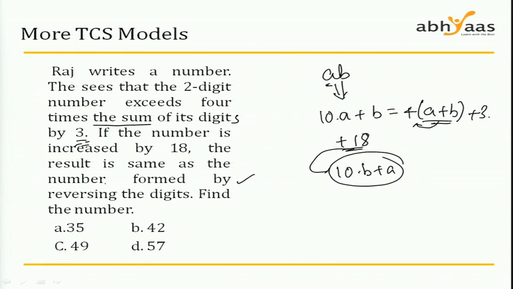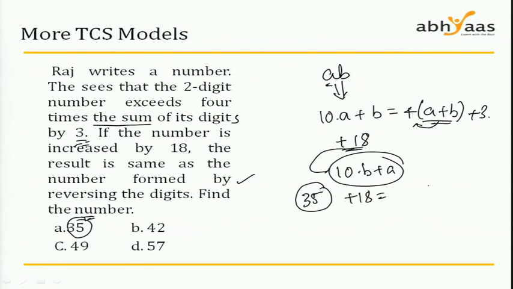Right. Now find the number. Instead of solving all this with A, B and everything, I'll go with the options. Suppose my answer is 35. So what should happen if I add 18 to 35? It should be exactly the reverse of that.